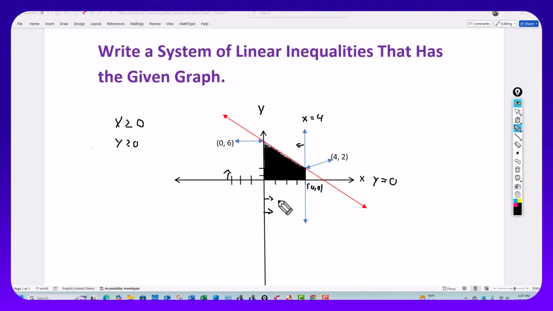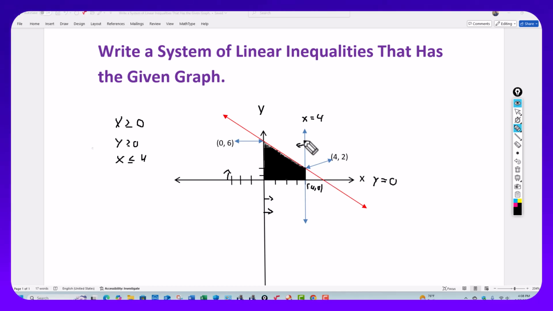So to the right of the y-axis tells me that has to be x greater than or equal to 0. Above the x-axis, which has the equation y equals 0, has to be y greater than or equal to 0. And for this one then, to the left would mean x less than or equal to 4. So what we're doing is first you're finding the equation of each boundary. And then you have to decide which way you're going to shade based on the solution that's given there.